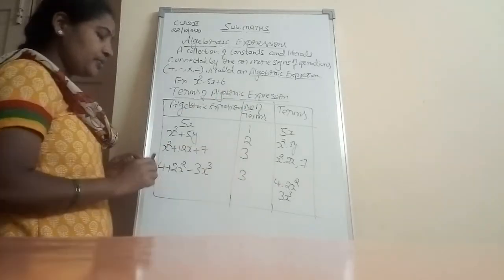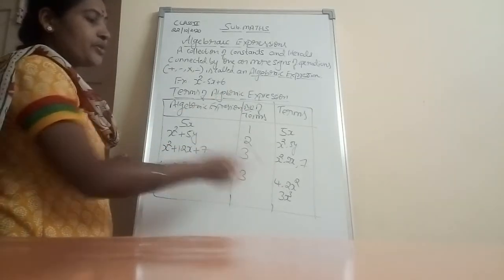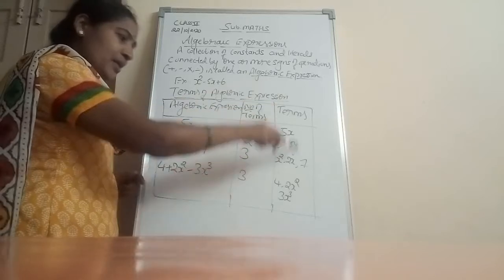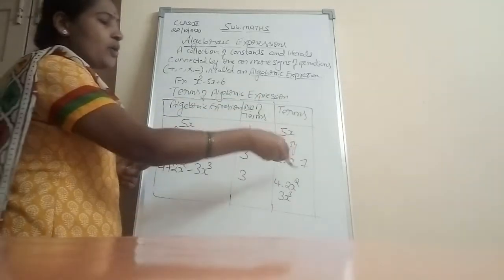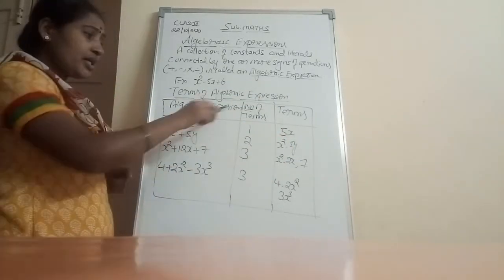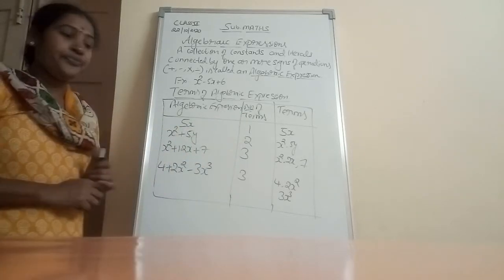Which are the terms? So you separate it. 4 comma 2x square comma 3x cube. You have to separate it. Writing the terms is very easy only. This plus and minus you have to neglect, that's all. And here you have to count and write the number of the terms.